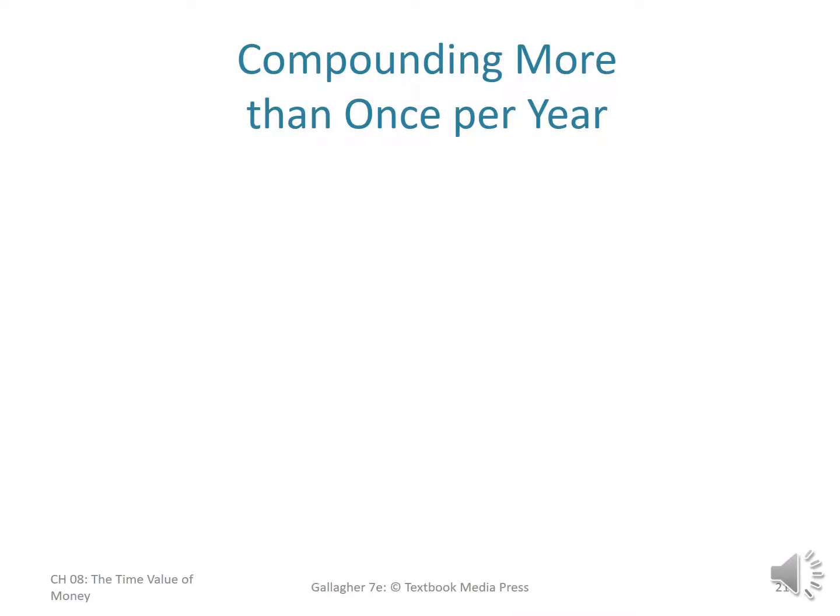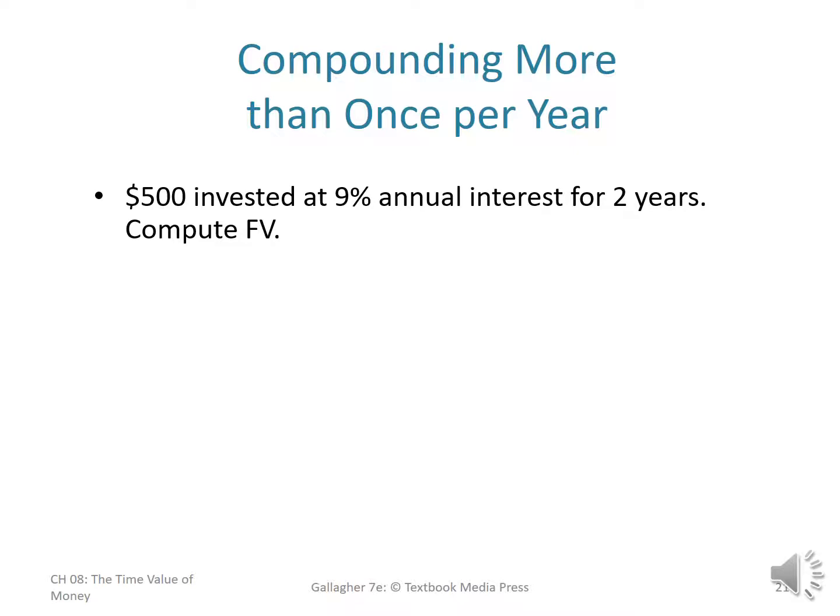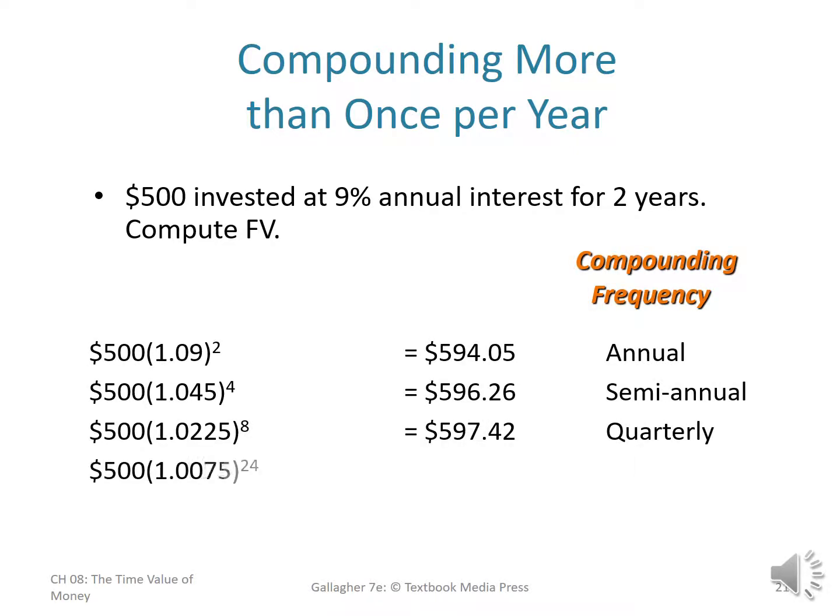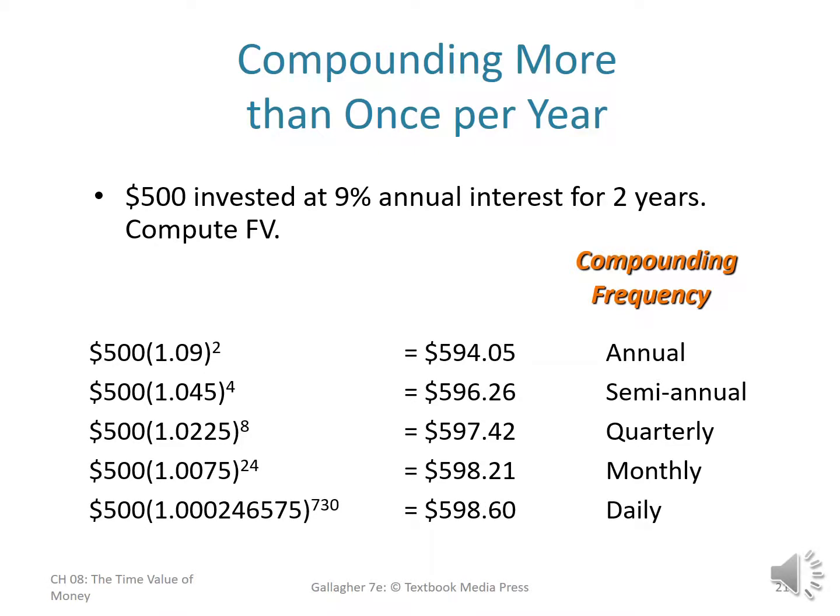Compounding more than once per year. For example, 500 invested at a 9% annual interest rate for 2 years. You can compute the future value. Depending on the compounding frequency, the result will be different.